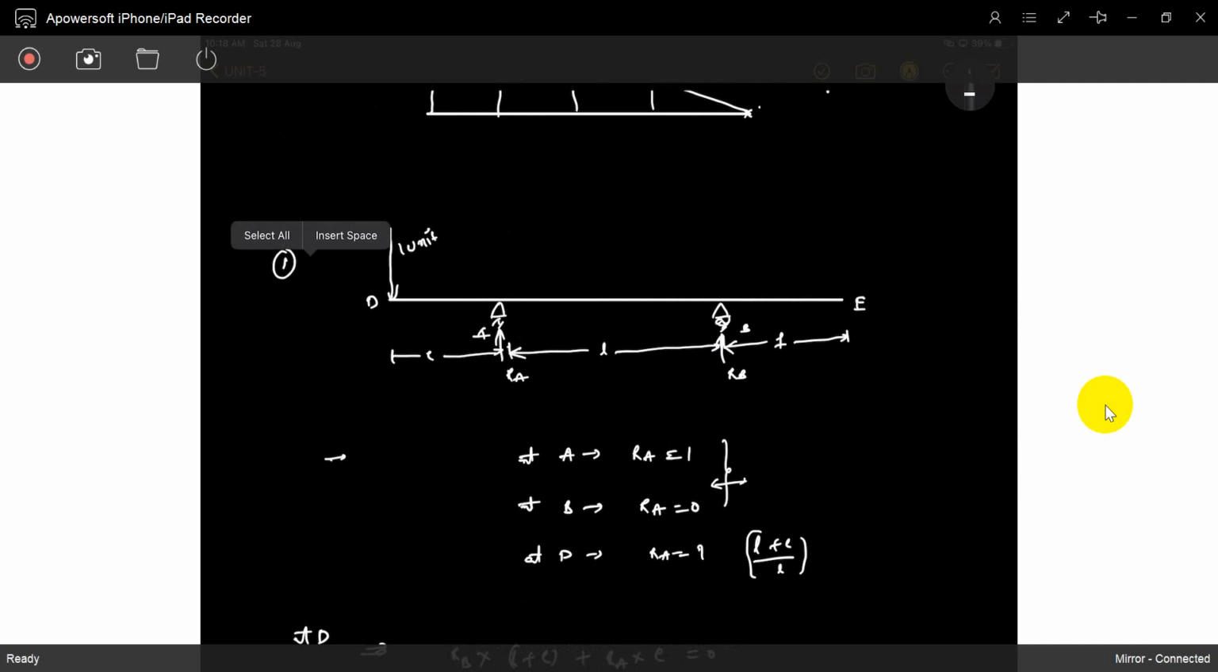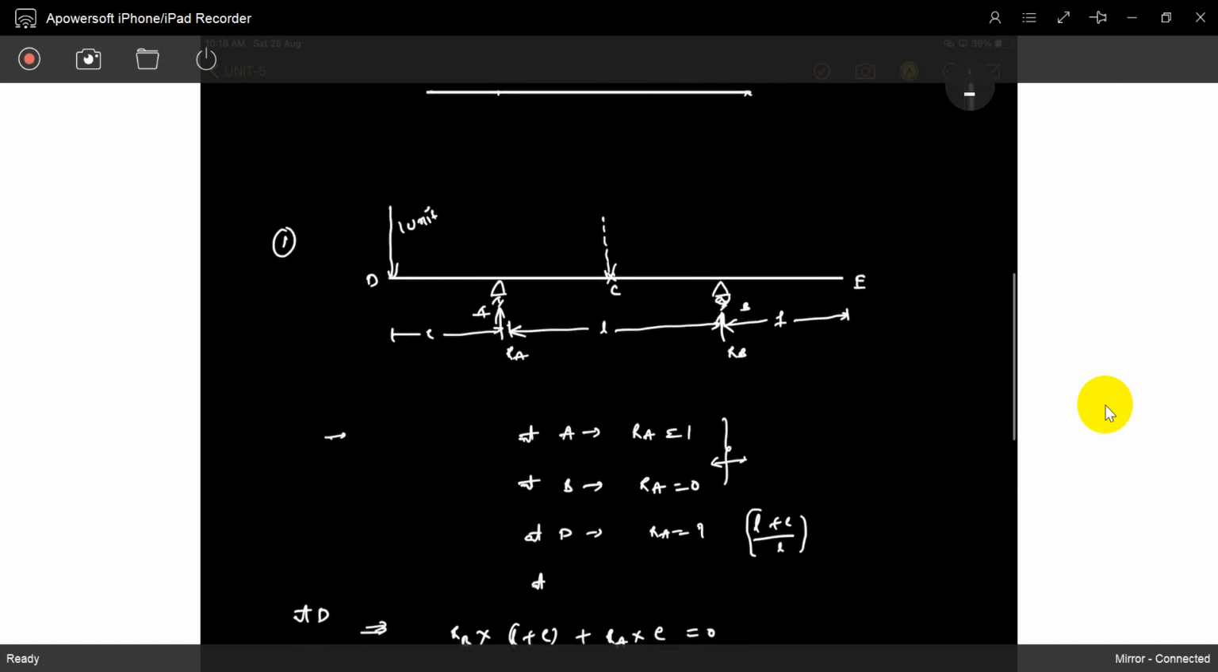Imagine when the load is at the center, that's called C. You can call it C. When the load is exactly at L by 2, what will happen? When the load is at C, you already know RA is exactly half. That's it. Equally distributed, RA and RB are half.